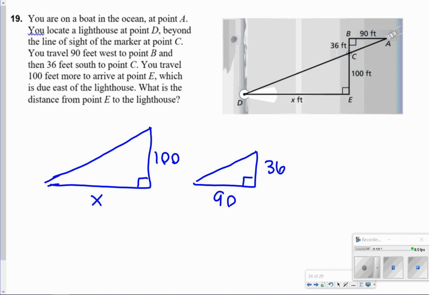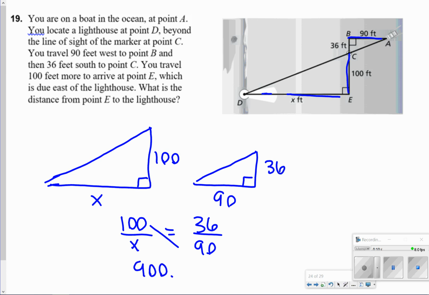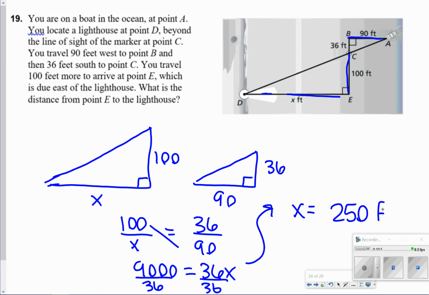Essentially, you're just traveling west and then south, and you're trying to figure out how long it is going to take you to get here. So we're going to set up a proportion, 100 over x, 36 over 90. I know 100 times 90 is 9,000. And then 36 times x is 36x. And then all I have to do now is just divide 9,000 by 36. And x is going to be equal to 250 feet.